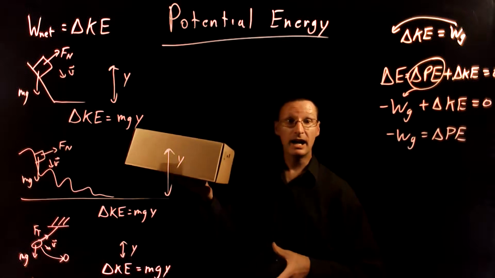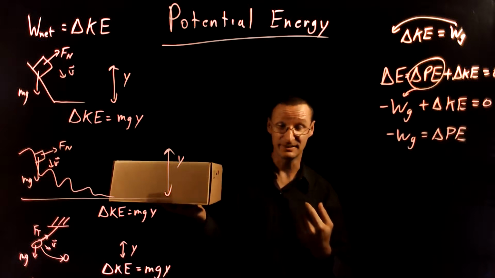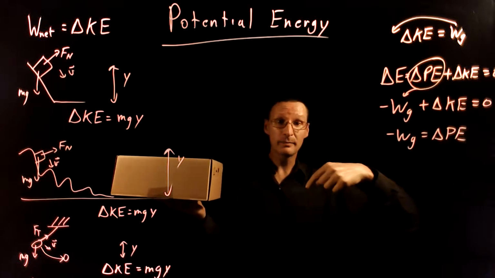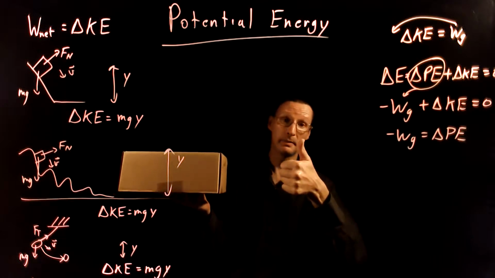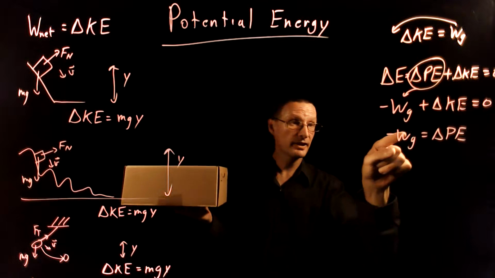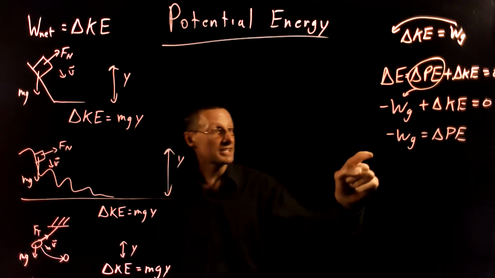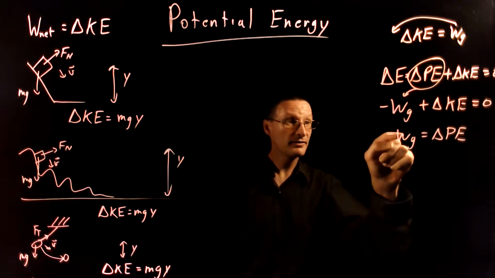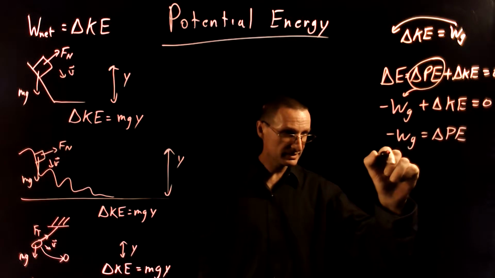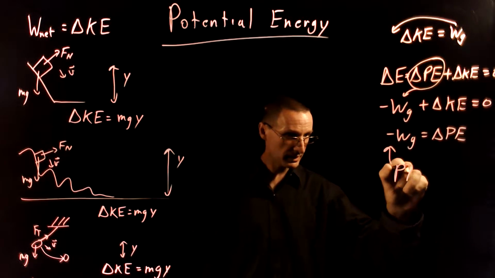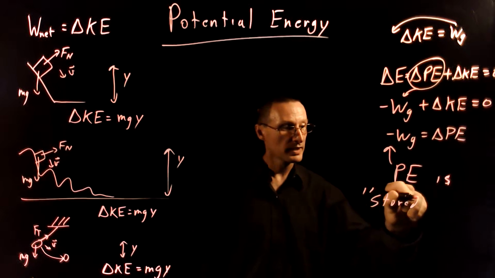If we lift an object up, we want to say that the potential energy has increased, or the change of potential energy is positive. But notice that the work done by gravity is negative, because gravity points down, but I'm moving this box up. So this W_G variable inside will be negative. So what I do is I put a negative out front, so a negative negative will make the whole thing positive.